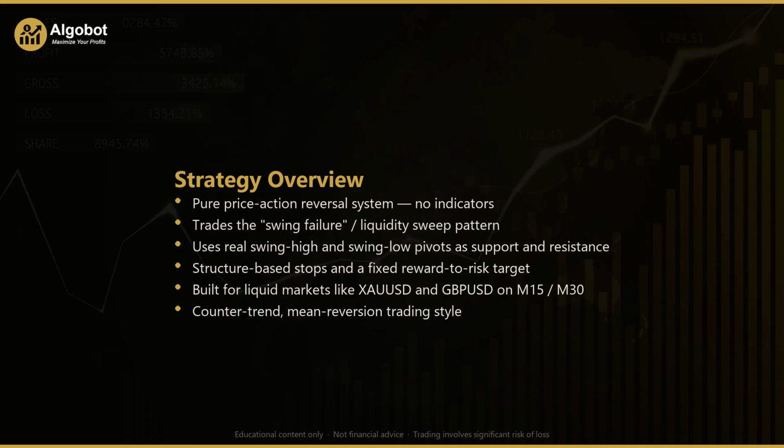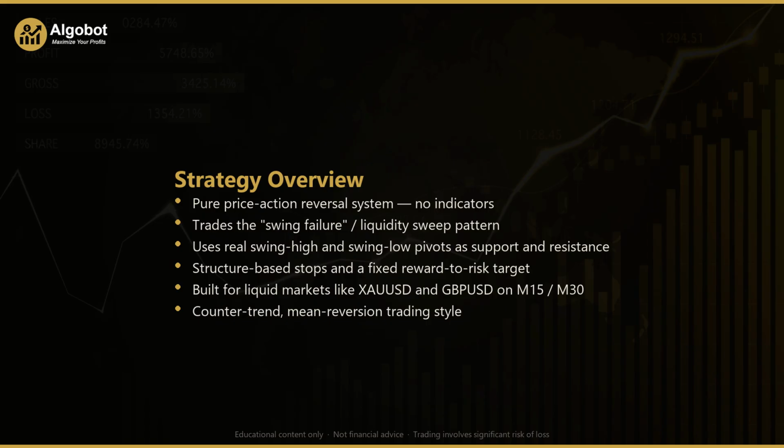The strategy trades what professionals call the swing failure pattern. Price pushes beyond one of these levels, sweeps the stops resting there, but then snaps back and closes on the other side of the level, leaving a long rejection wick. That failure to hold beyond the level is the signal that the move was a trap, and the EA fades it. This system is designed for liquid instruments that produce clean stop runs.